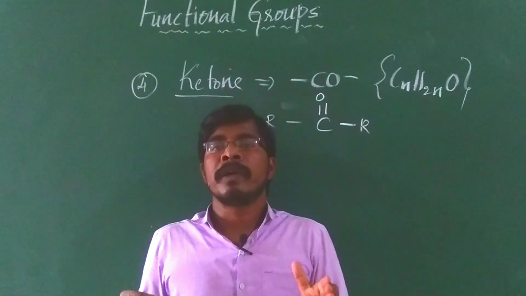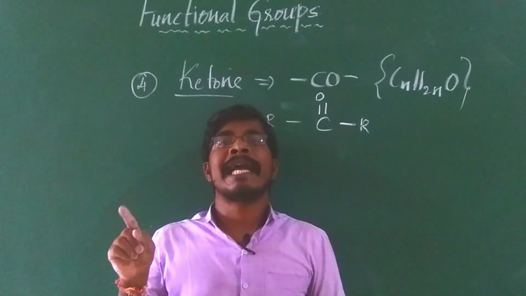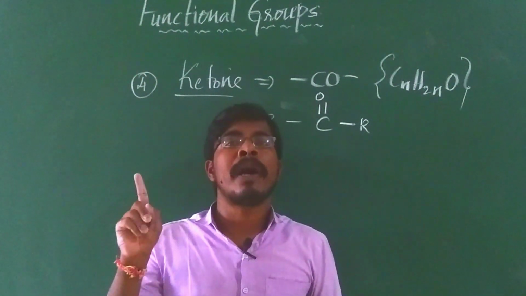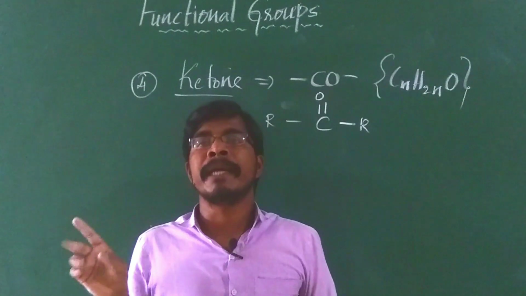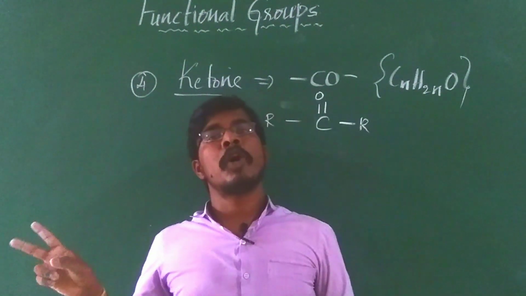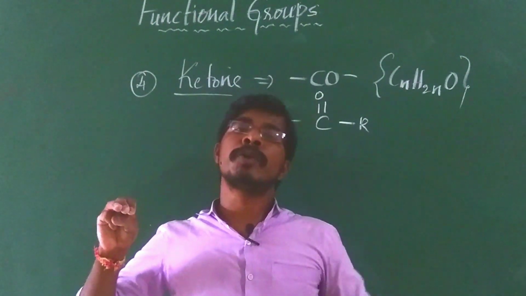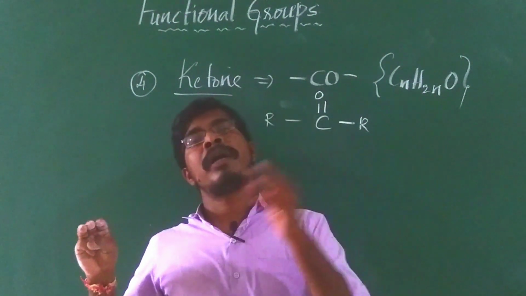So the ketone group will start from the third member. In the sense, you have to take the n value equal to 3, not 1, not 2. If it is 1, it becomes an aldehyde. If it is 2, it becomes an aldehyde. If it is 3, it has a possibility to show aldehyde or ketone.